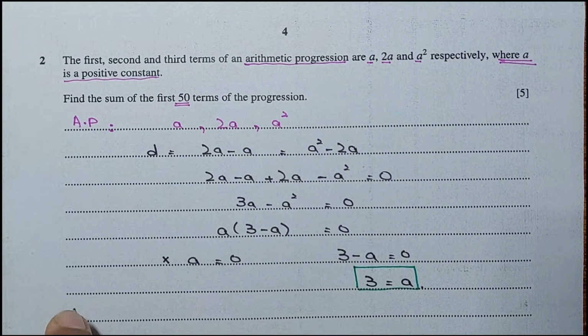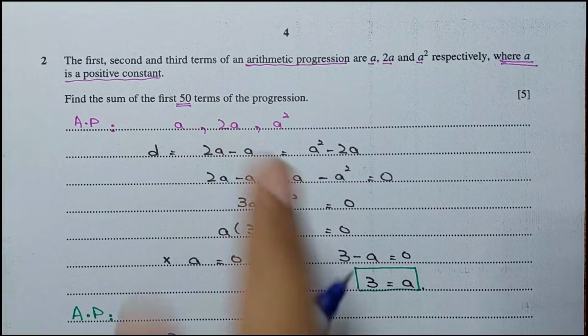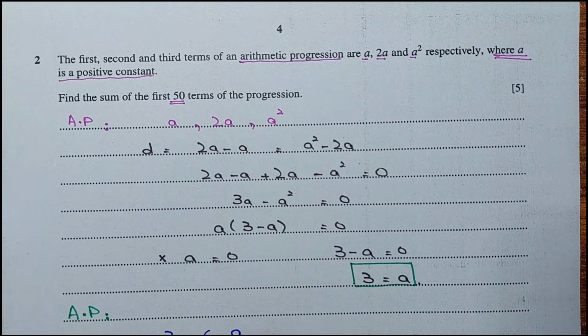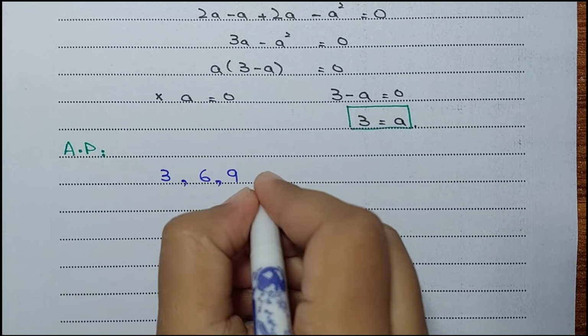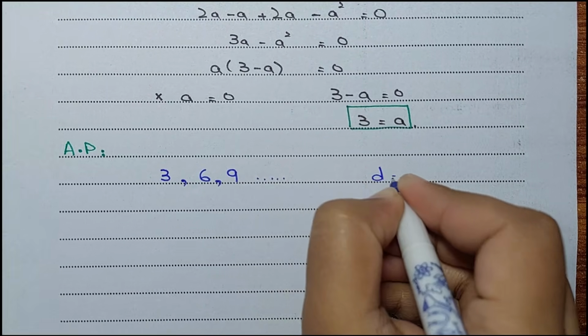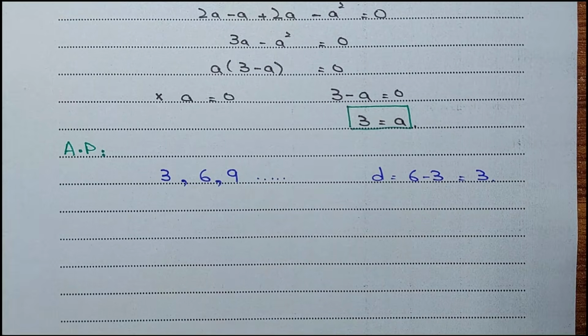Now when the value of a is 3, what is my arithmetic progression? The first term is a, which is 3. The second term is 2 times 3, which is 6. The third term is 3 square, which is 9, and so on. Now what is d? The common difference is 6 minus 3, that is 3.